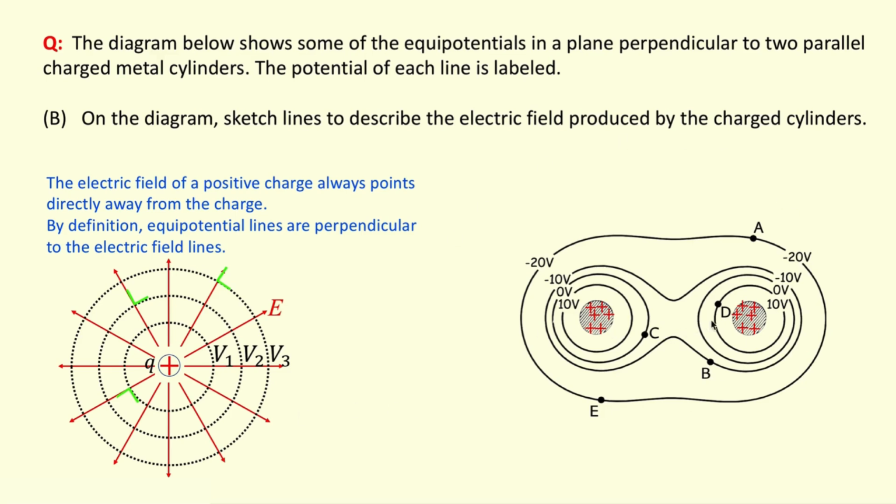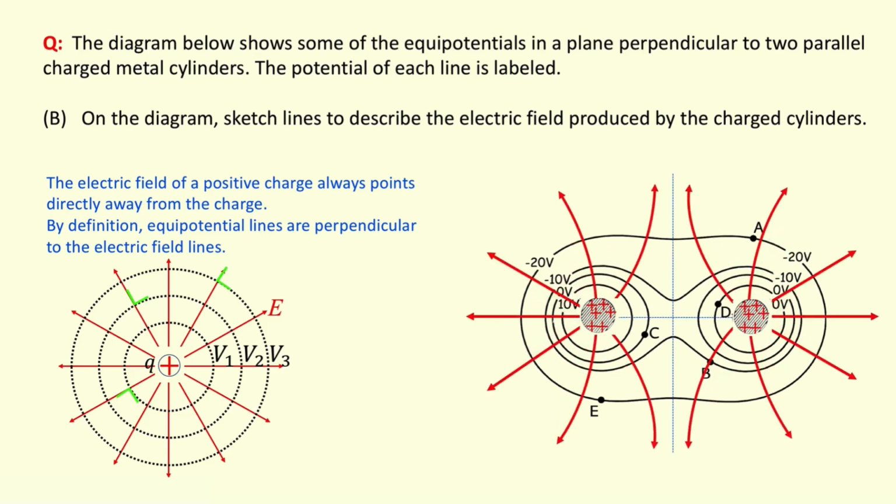So the electric field for these two positive charges should cross these equipotential lines perpendicularly, like this. And again, I can show you at random locations like these ones to see how the electric field crosses equipotential lines at right angles. This one, this, and at any location. This is for part B.